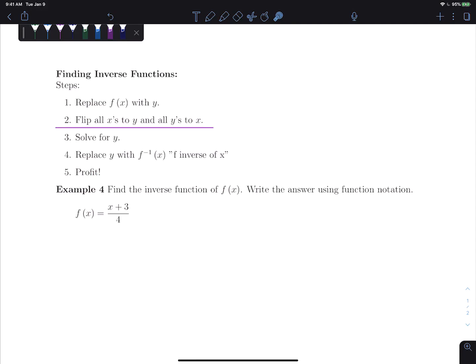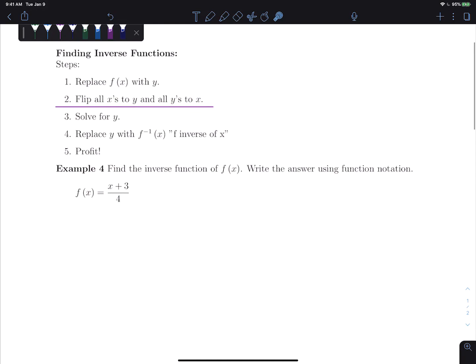course, is profit because, why not? We're into math because we're wanting to make a profit, right? Yes? Just me? Okay, anyway.